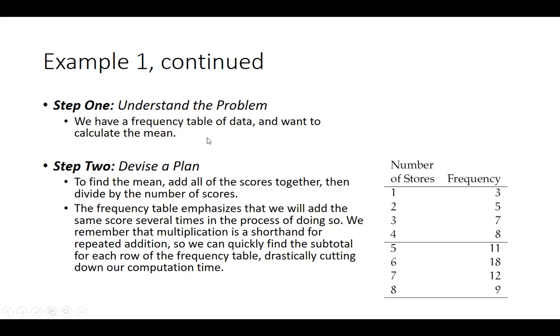In other words, instead of adding 1 plus 1 plus 1 3 times, plus 2 plus 2 plus 2 plus 2 plus 2 5 times, plus 3 plus 3 plus 3 plus 3 plus 3 plus 3 plus 3 7 times, and so on and so forth, we can just multiply. 1 times 3 is 3. 2 times 5 is 10. 3 times 7 is 21.